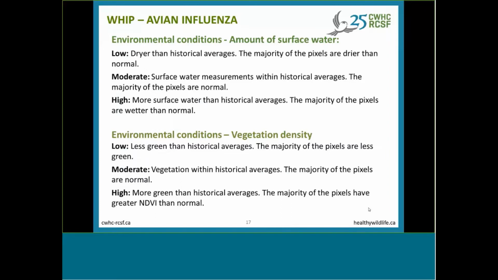Vegetation density, which is measured by normalized difference vegetation index, was done similarly. So each week of the study was compared to the average for the previous 30 years. So low was less green than historical averages, moderate was within normal, and high was more green than average. And vegetation density is used because it's been shown that bird migration does follow changes in vegetation density. So they're showing that they have something to eat.